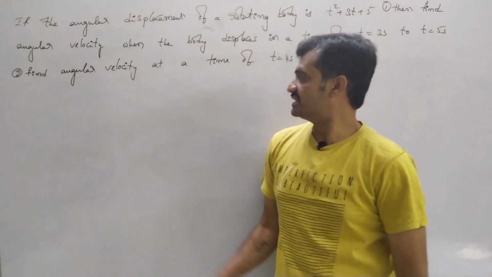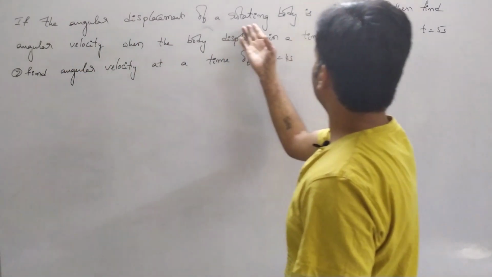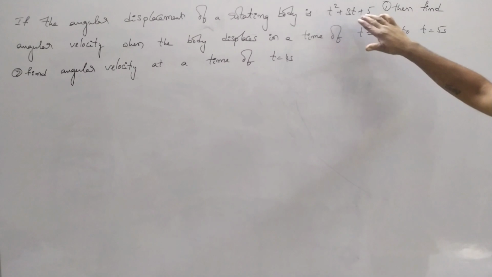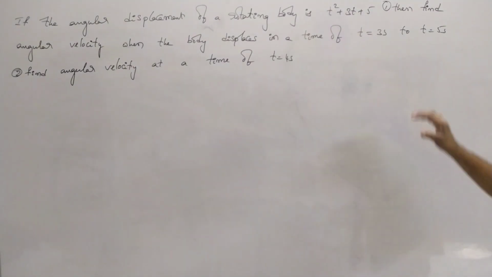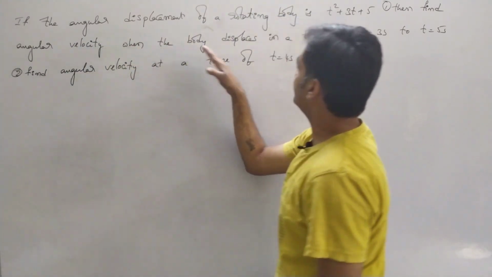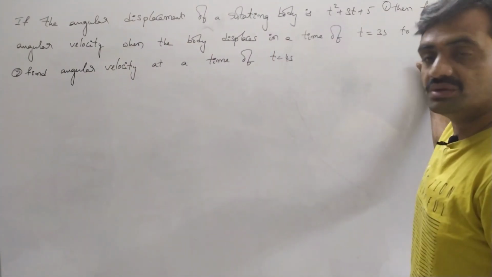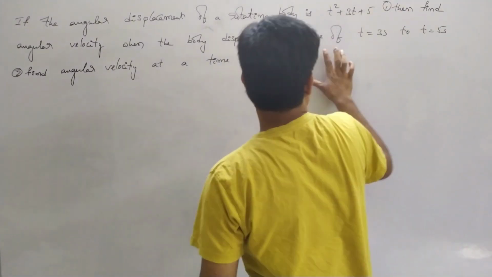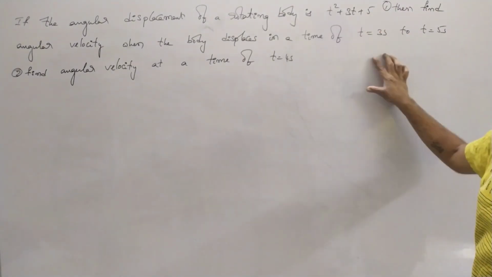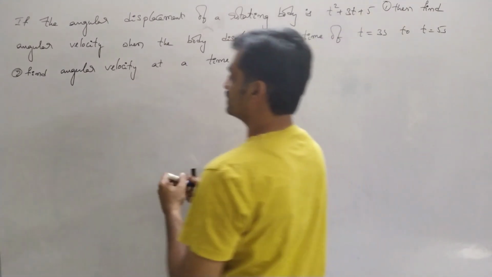Let's solve a numerical based on this angular velocity. Observe the problem. If the angular displacement of a rotating body is t square plus 3t plus 5, then the first case is to find the angular velocity when the body displaces in a time of t equals 3 seconds to t equals 5 seconds. So in this case, observe that here we have two times. Here we are going to derive average angular velocity. Let's solve the first case.